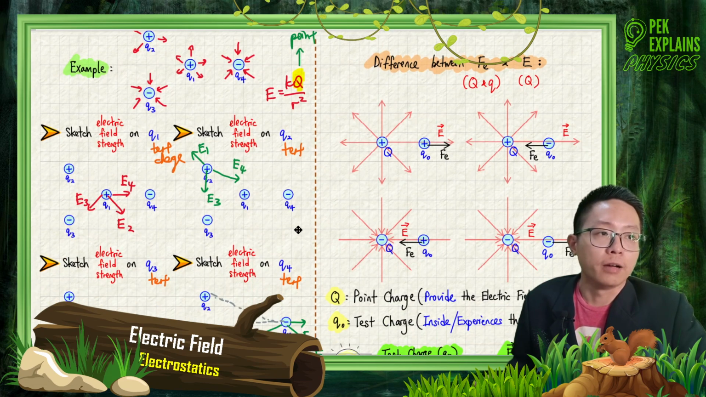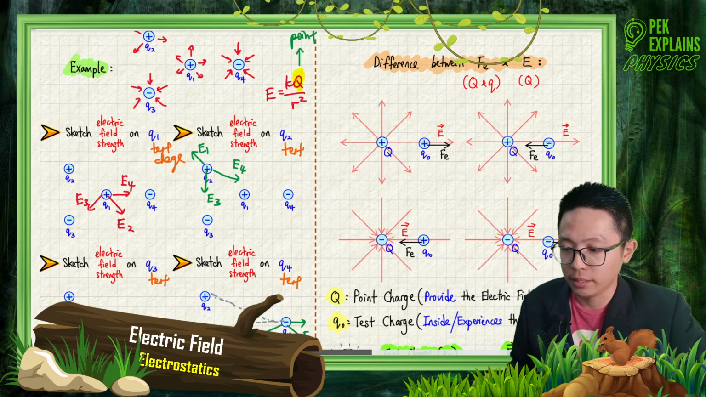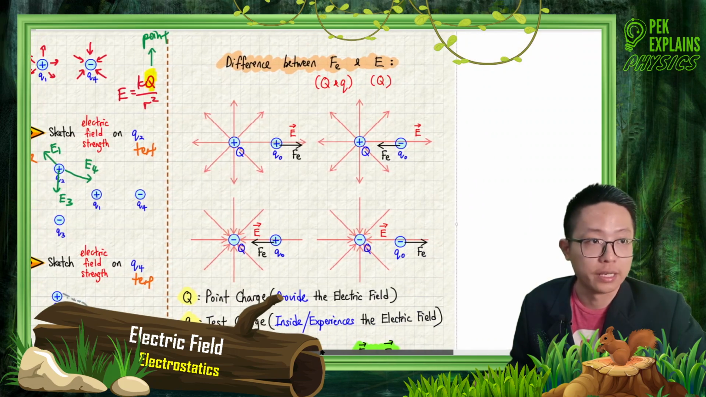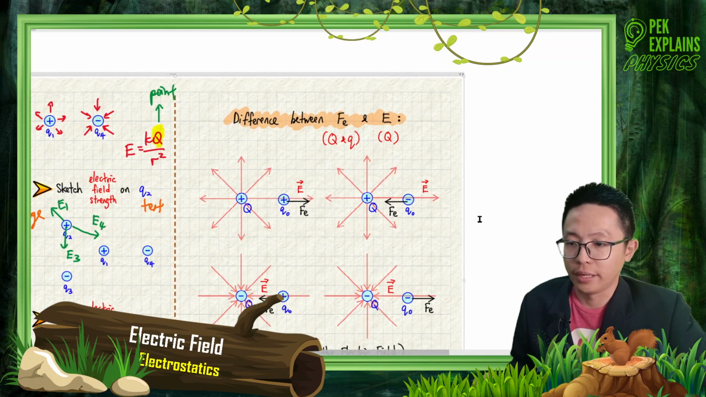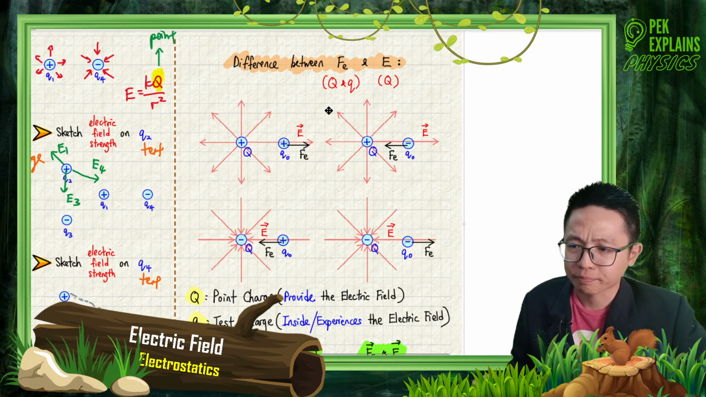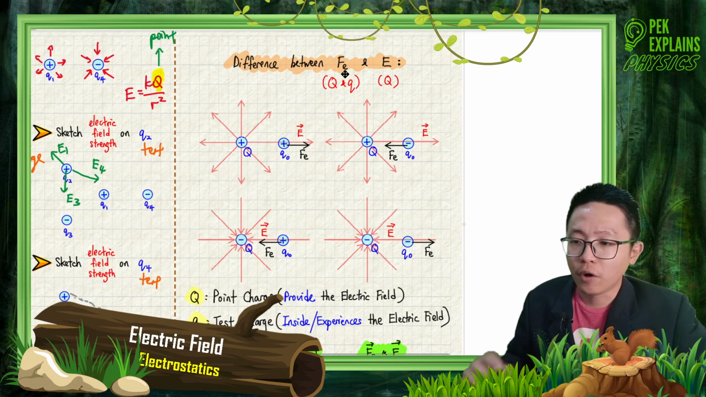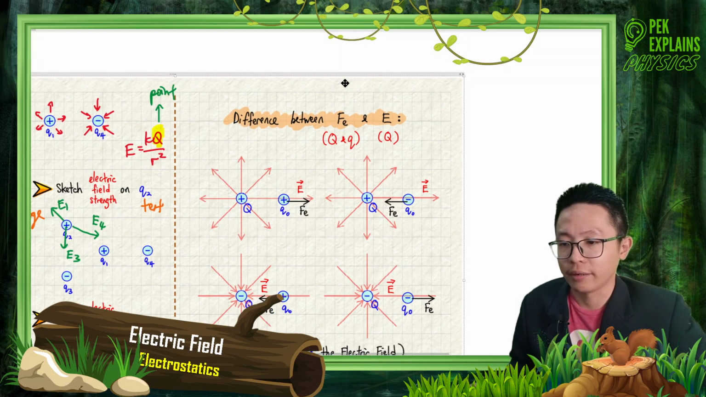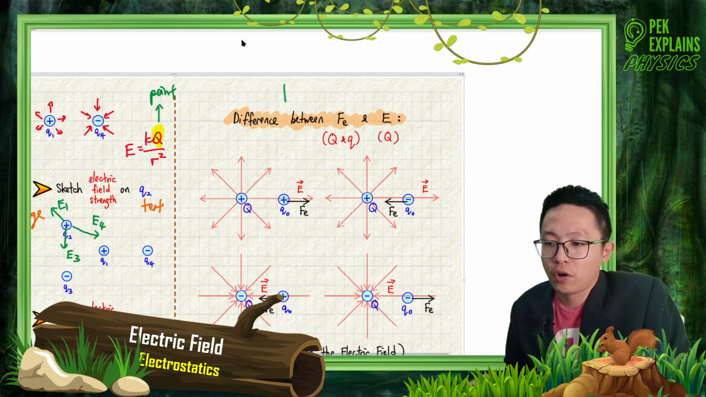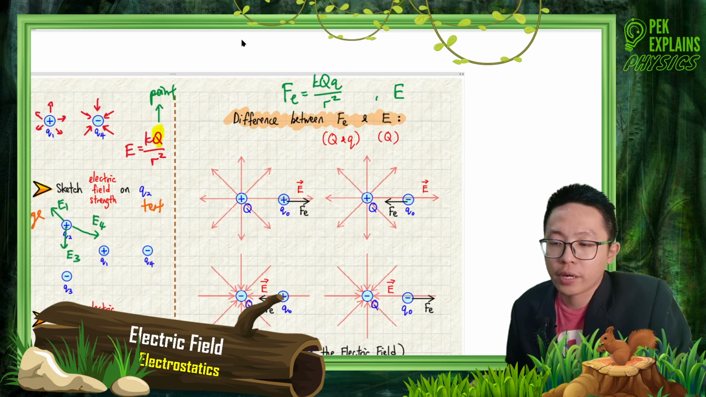Now, at last, I want to explain the difference between force and electric field. As I explained just now, force depends on two charges. I'll write down the formula again. Force is kQQ over R squared, and electric field strength is only kQ over R squared.